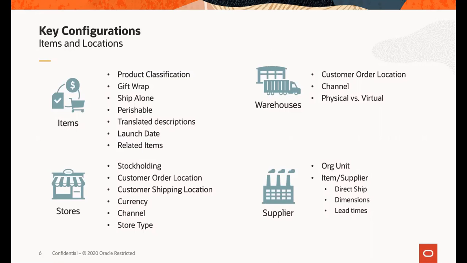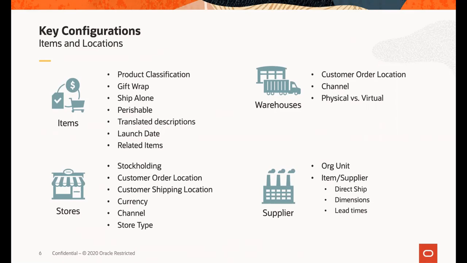There's also a channel associated with the store, which relates to how it interacts with the warehouse, especially if you're working at the physical warehouse level with your order management solution. It helps to determine which pools of inventory are part of that channel. And then store type: there's two different store types that merchandising supports, either a company location or a franchise location. The franchise location can be used to fulfill customer orders, but only for stock holding locations.